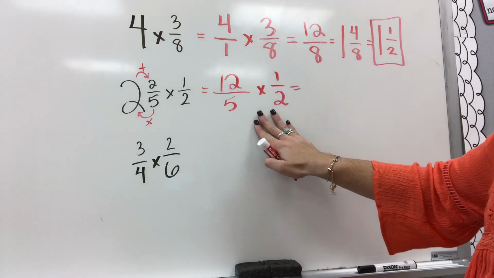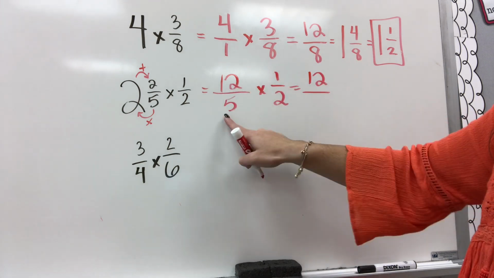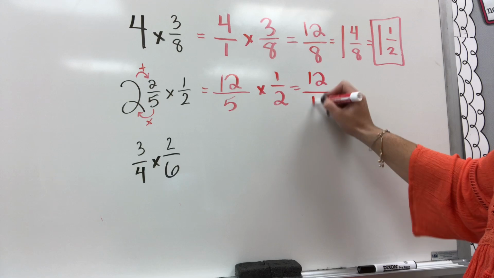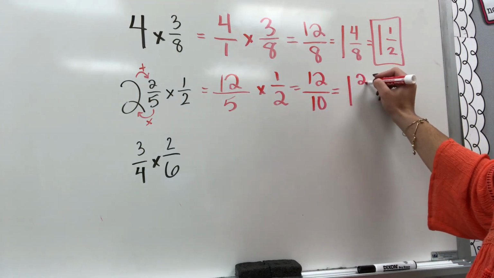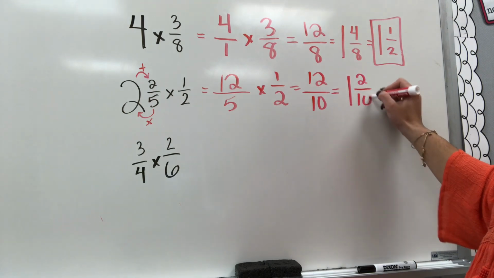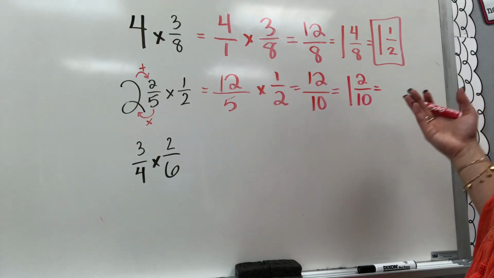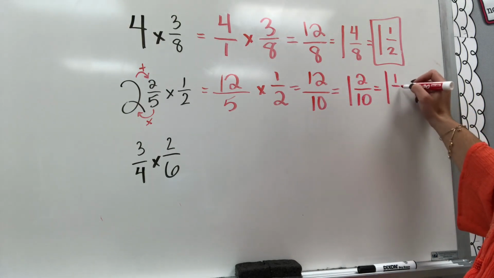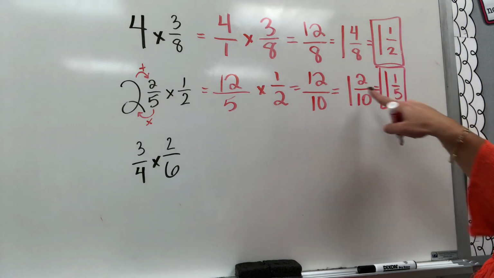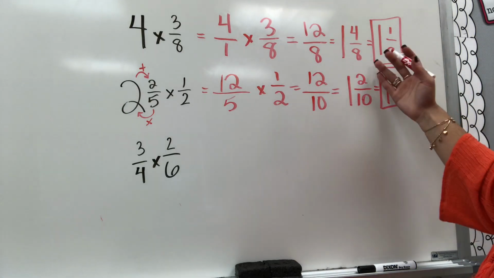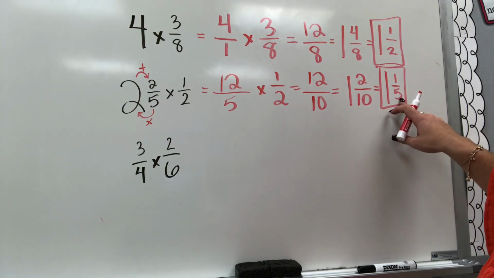So once I've set up my problem, I simply do numerator times numerator is 12 over denominator times denominator, which is 10. And when I divide 12 divided by 10, I'm going to get 1 with 2 as a remainder, and 10 is going to stay the same. I'm going to simplify it, and I'm going to get 1 and 1/5. Okay, and how I got from 2/10 to 1/5 is knowing that 2 is the greatest common factor between these two numbers. So 2 divided by 2 is 1, 10 divided by 2 is 5.